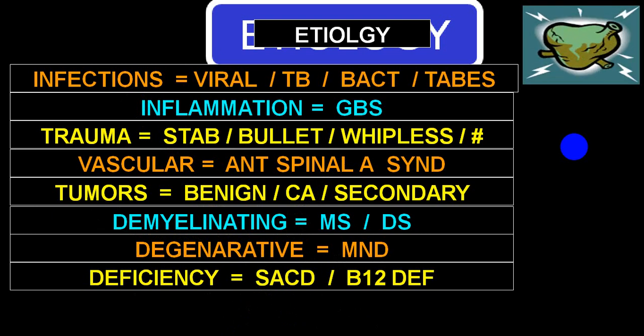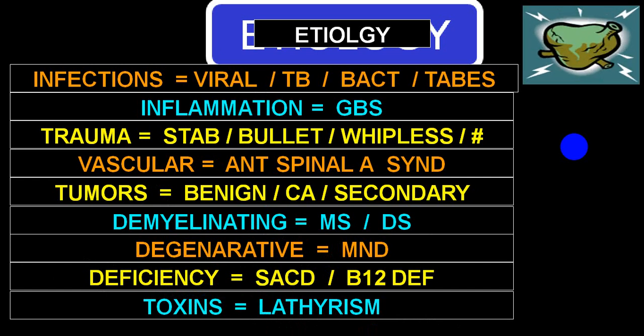Or you can have a nutritional deficiency disorders like B12 deficiency, and one of the condition of B12 deficiency can involve posterior column as well as corticospinal tract. We call as a subacute combined degeneration.